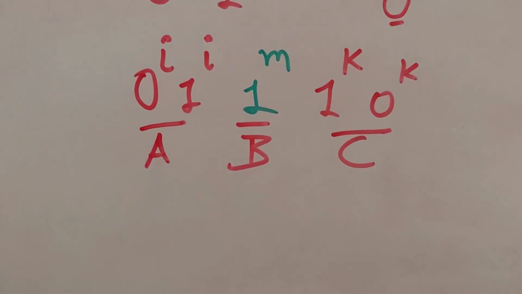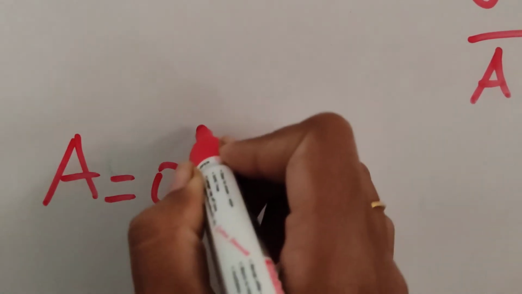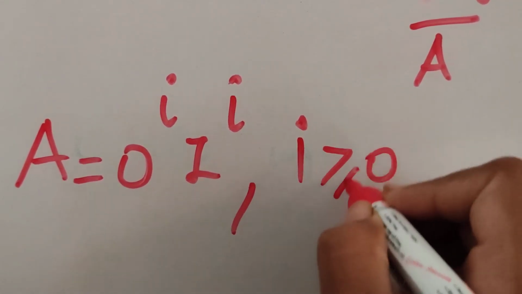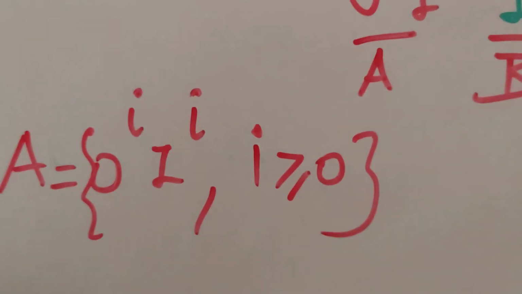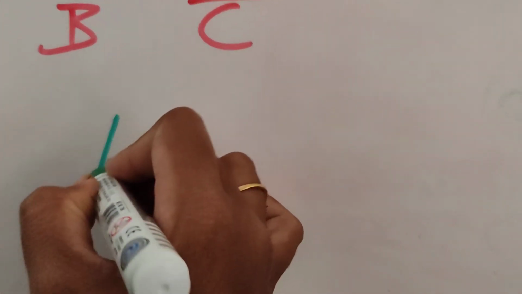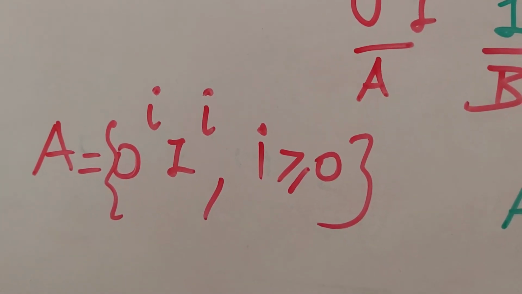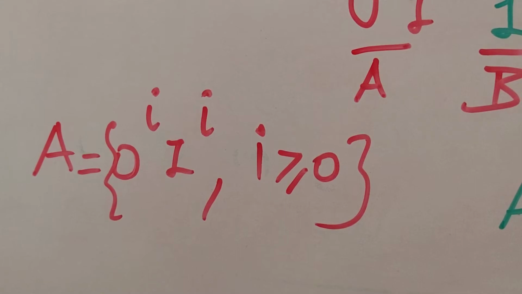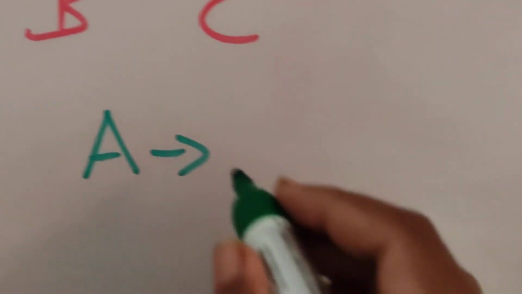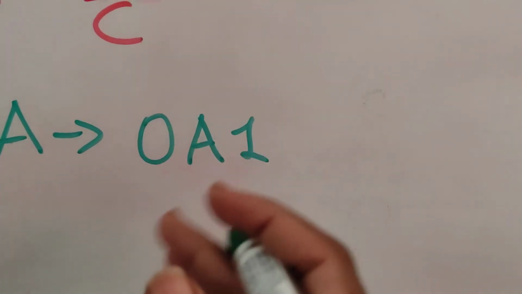So first of all, we are deriving the statement for A. Now what is A given to us? A is 0 raised to i, 1 raised to i, where i is greater than or equal to 0. Now for this we'll have to make the expression. What is it containing? It is containing an equal number of 0s and 1s. As many 0s will occur, that many 1s will occur. So we can call it recursively 0A1. So 0A1 always will occur recursively.